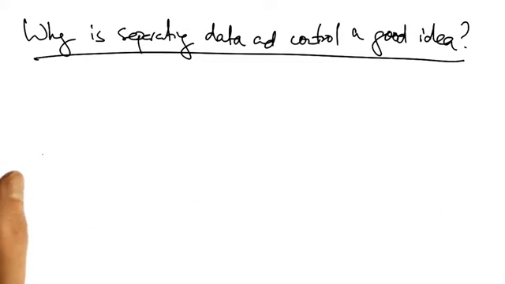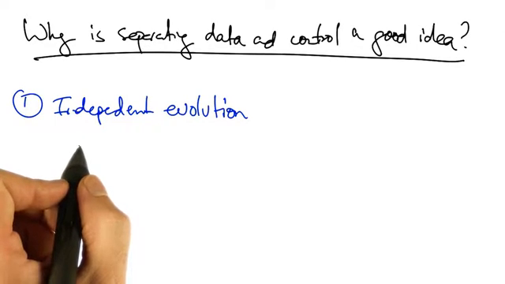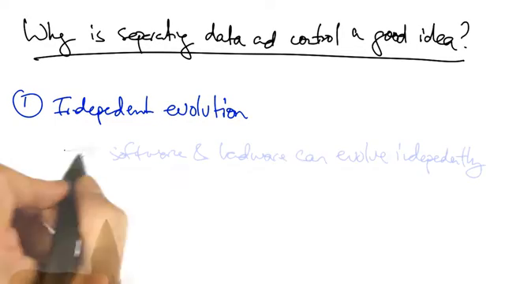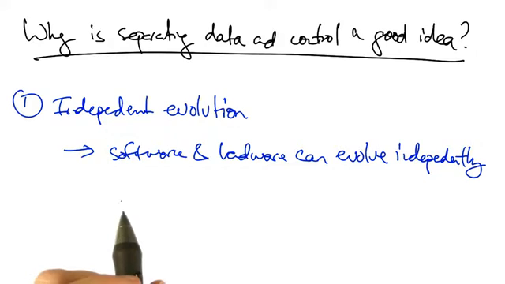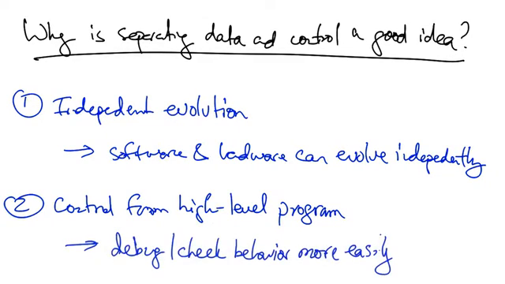So why is separating the data and control planes a good idea? The first reason is independent evolution and development. Thus, software control of the network can evolve independently of the network hardware. The second reason that separating data and control planes is a good idea is the opportunity to control the network behavior from a high-level software program.